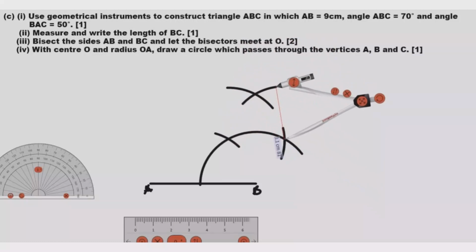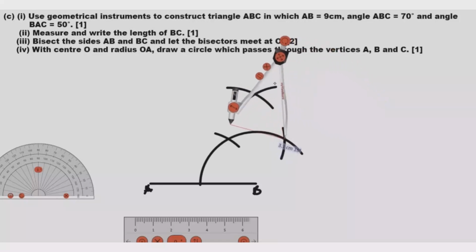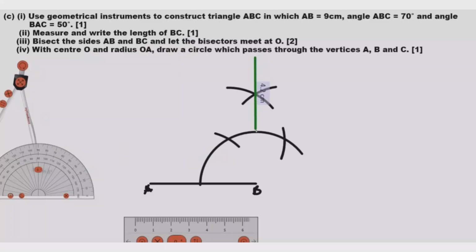Now once I've done this, what I need to do is draw a 90-degree angle. So that means I'm going to draw a line that passes on this point. I'm going to draw a line that passes on the midpoint and join here. Once I've drawn that, that means now I've constructed a 90-degree angle.